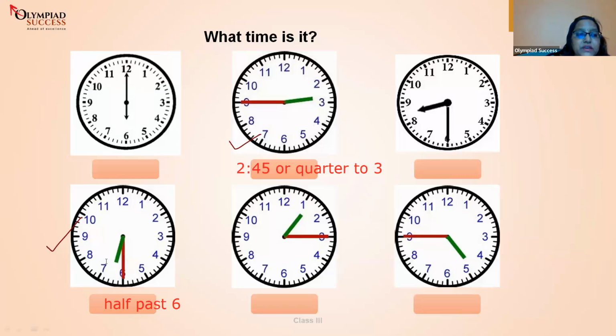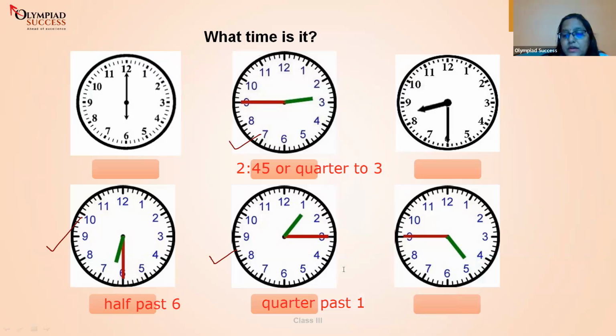Next, if you go with the next clock, how do you denote this time? That's going to be 1:30. I mean 1:15. Yes, 1:15. And how do you write it in another way? 1:15. Yes, absolutely correct. So you'll be writing 1:15.